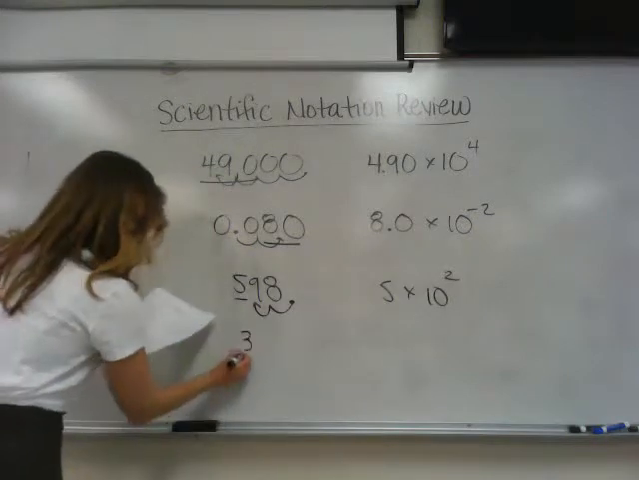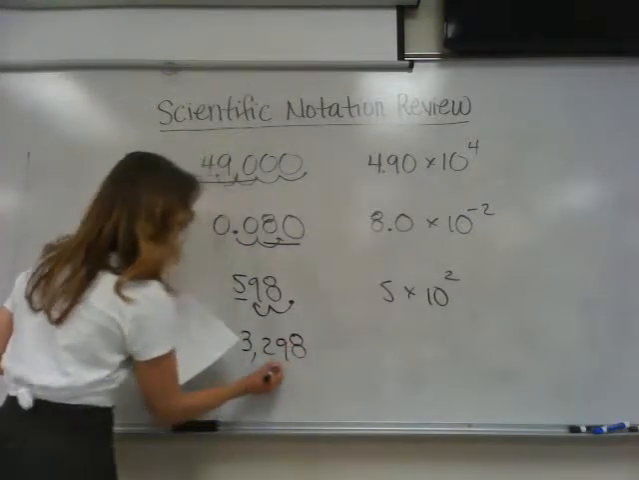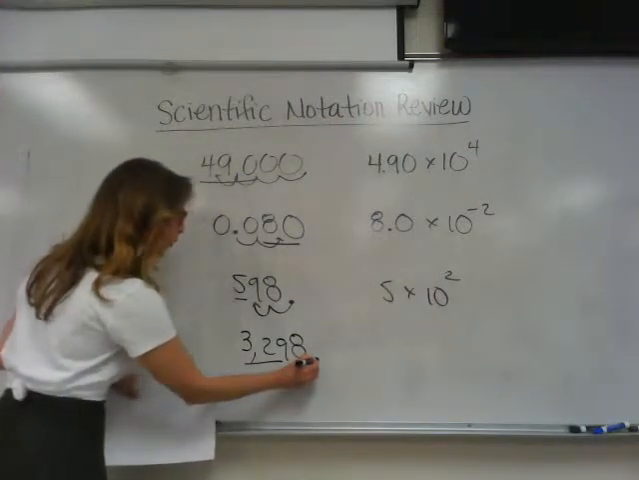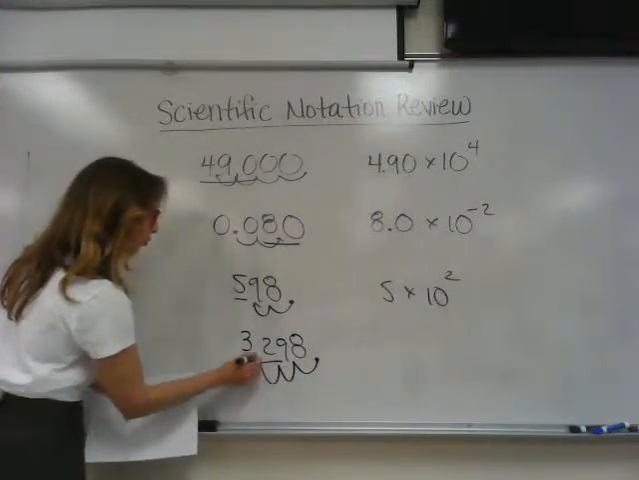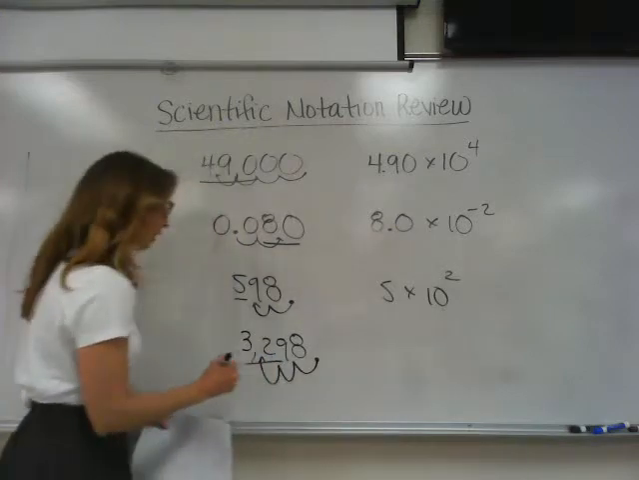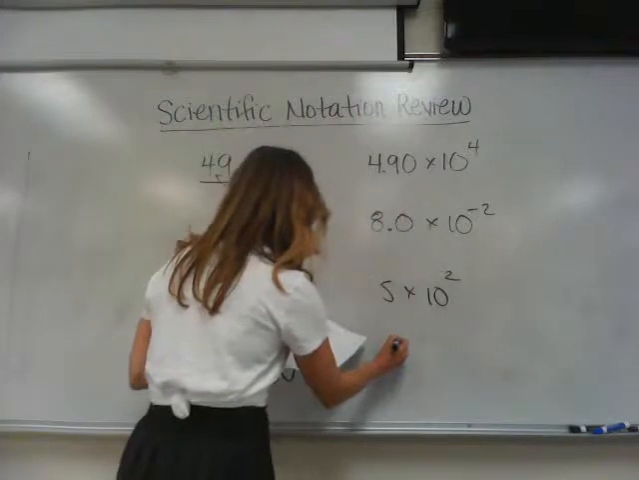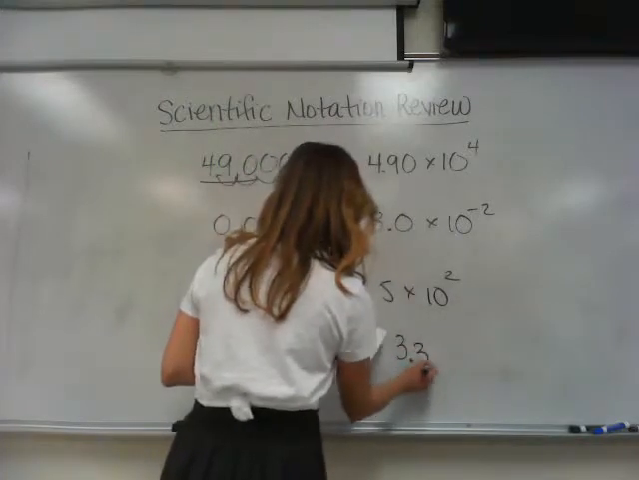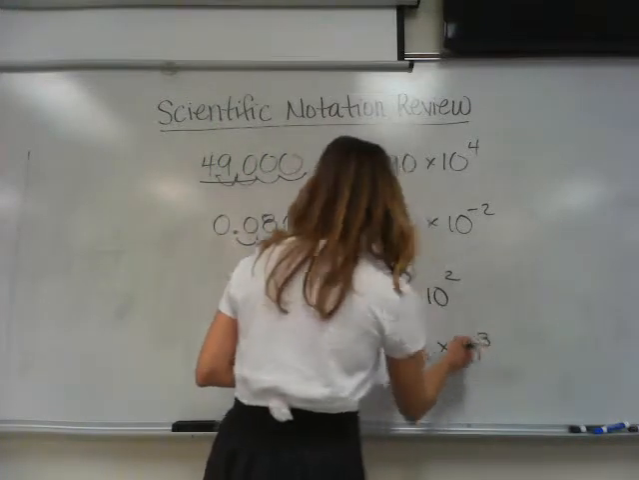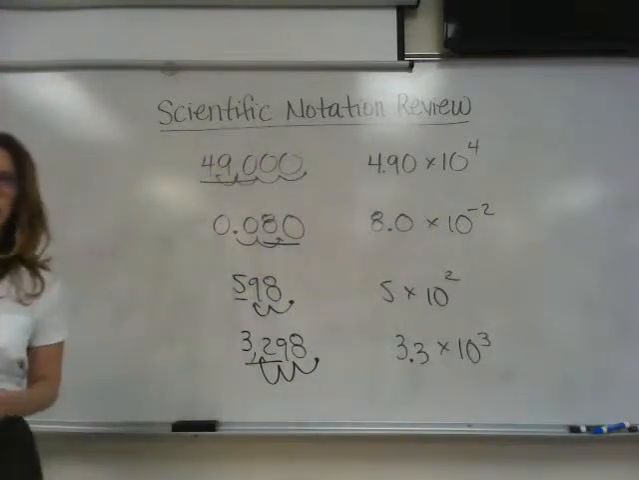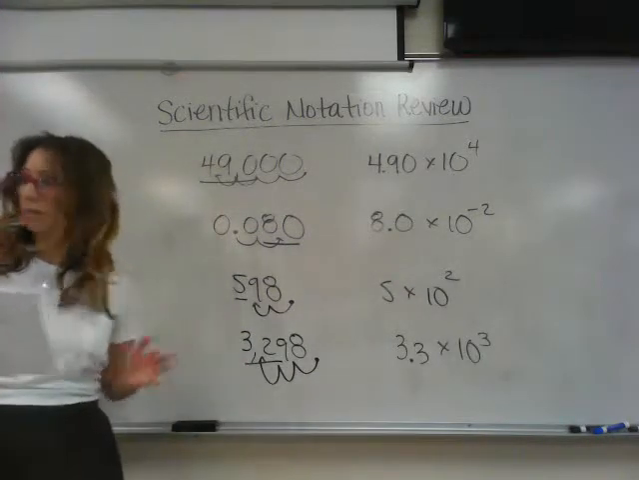The last one, 3,298. Underline the 32. You want 2 significant figures. Move the decimal over 1, 2, 3 places. But since this is a 9, we're going to round that up. Okay, so you're going to get 3.3 times 10 to the 3rd. And that's a positive exponent because that number is greater than 1. Does that make sense? Okay.